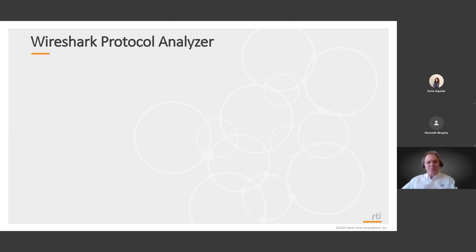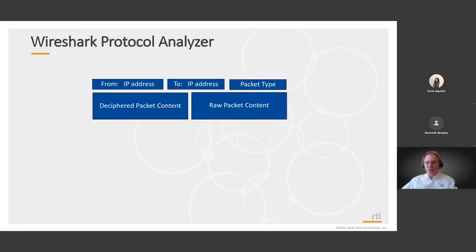When all else fails, Wireshark is the tool that you can go to, a third-party tool. There's an RTPS filter. RTPS is the underlying protocol of DDS. It allows you to take a look at data packet content in an intelligent way. What Wireshark does is display information, giving you the origination IP address, the destination IP address, the packet type, deciphered packet content because of the RTPS filtering capability, and raw packet content.